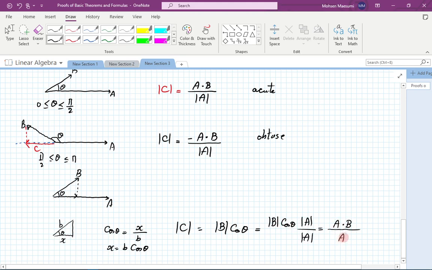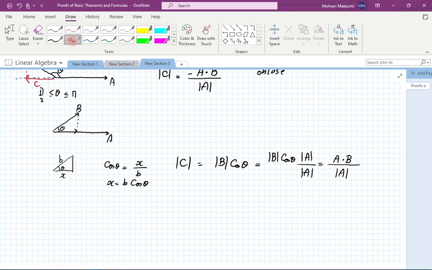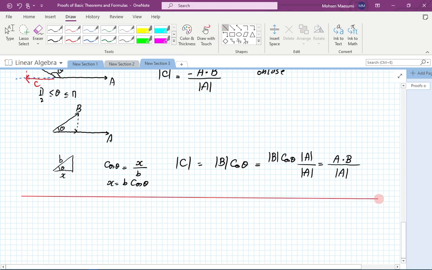and the denominator is just the length of A. So the length of the projection is A dot B divided by the length of A, in the case where this was an acute case. In the case of obtuse, you can do it yourself. You'll see you quickly get the same answer. So our formula is established.